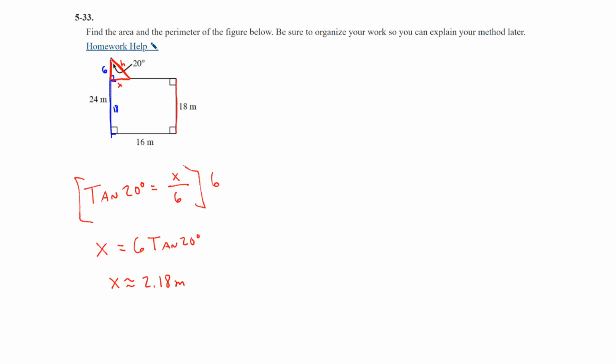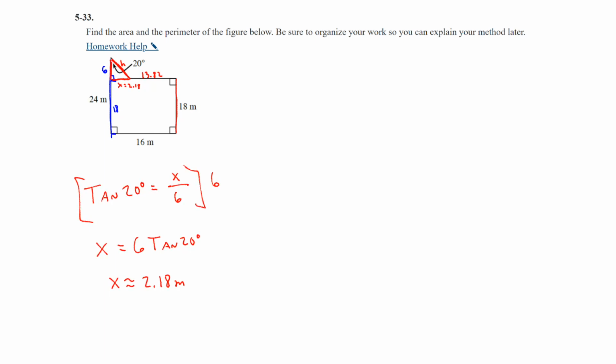That would be in meters. So we don't need that x for the perimeter, but we now can use this, knowing that this is approximately 2.18. If we take 16 minus 2.18, we'll get 13.82. So that will help us with the perimeter. 13.82 would be that length. Let's go ahead and find the h value now.